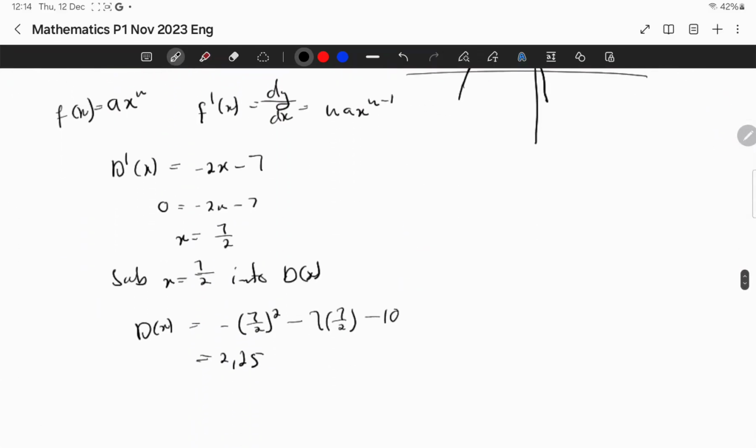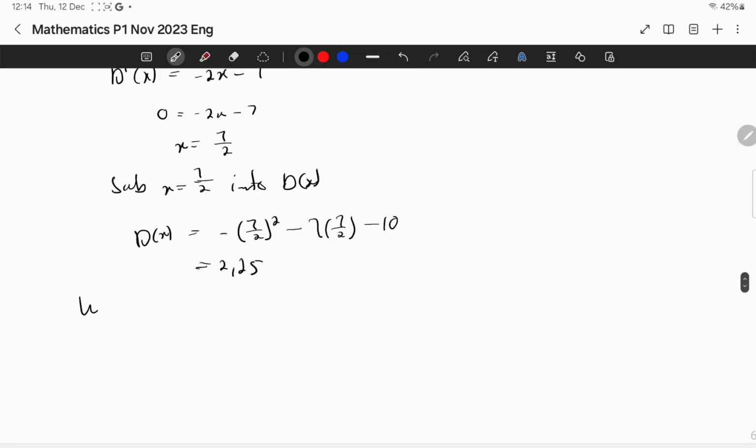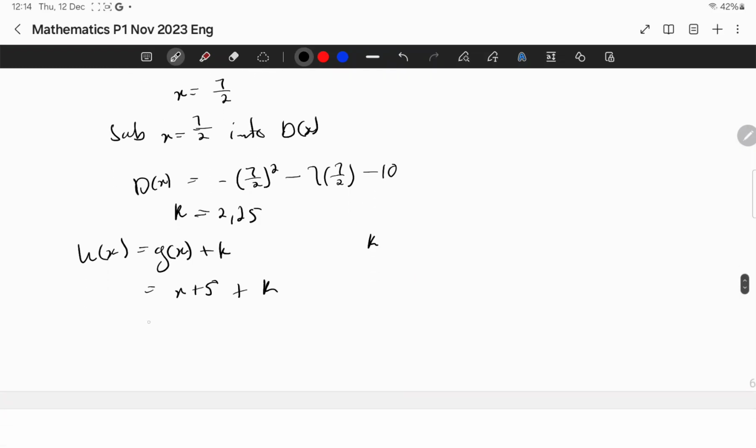So what will h of x be? We know that h of x is equal to g of x plus k. We know, however, g of x is x plus 5, plus k. k here is equal to 2.25. Then h of x will be equal to x plus 5 plus 2.25. This gives us x plus 7.25. That's the answer they're looking for.